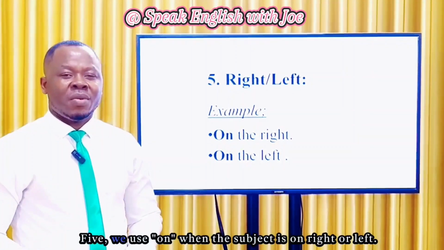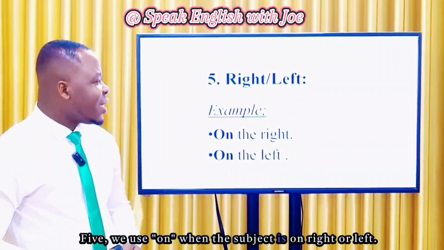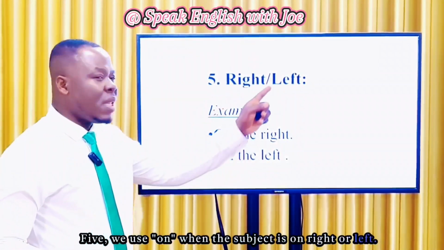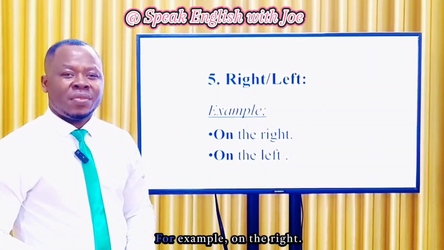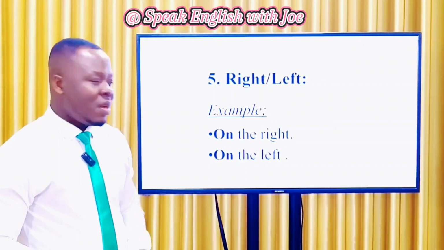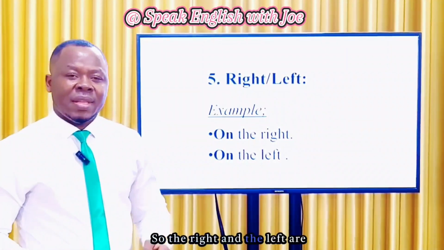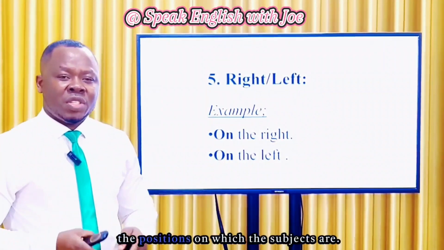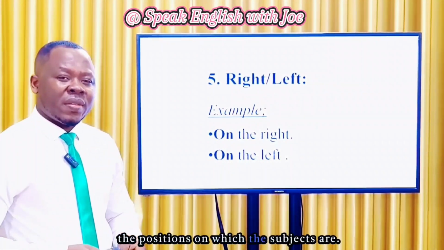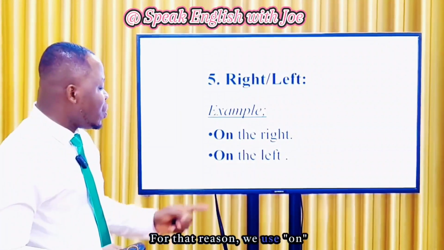5. We use on when the subject is on right or left. For example, on the right, on the left. So the right and the left are the positions on which the subjects are. For that reason, we use on.